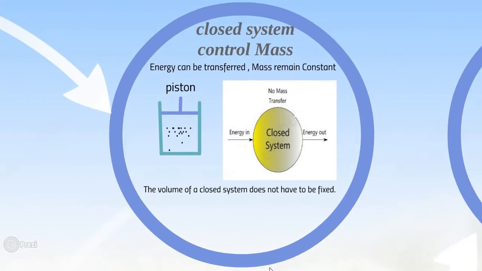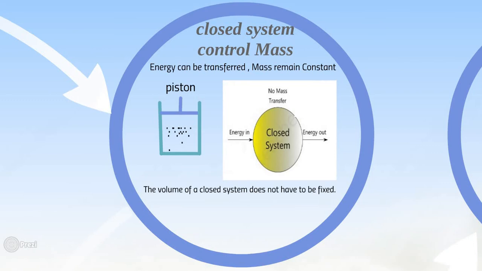Closed system or control mass. A closed system is a system which cannot transfer mass into or out of the system, but it can transfer energy in the form of heat and work, like the rotary or reciprocating motion of an engine. No mass can enter or leave a closed system, as shown in the figure, but energy in the form of heat or work can cross the boundaries.